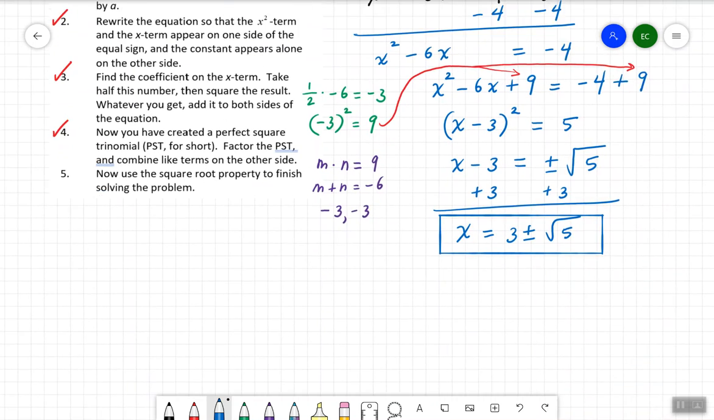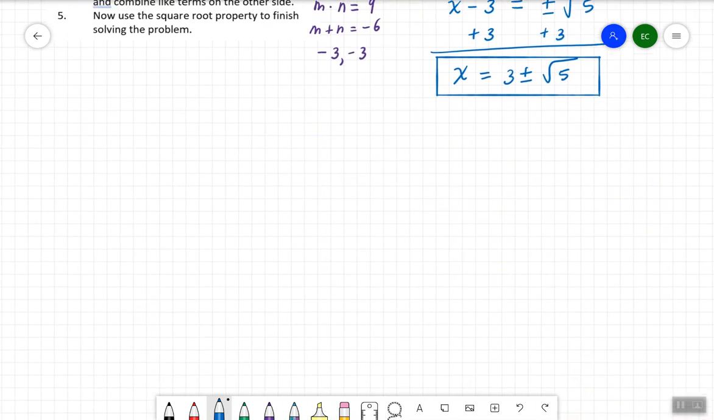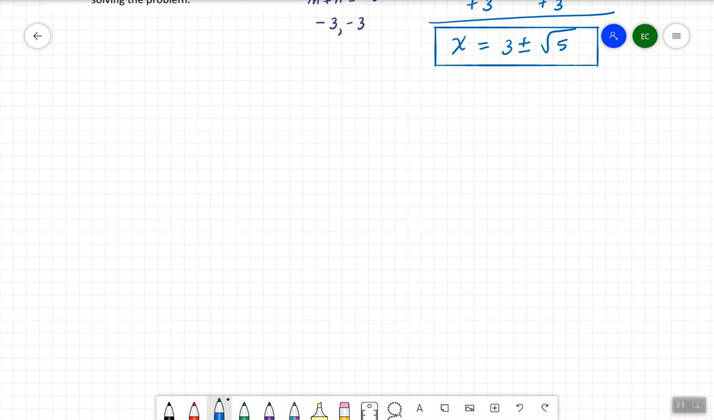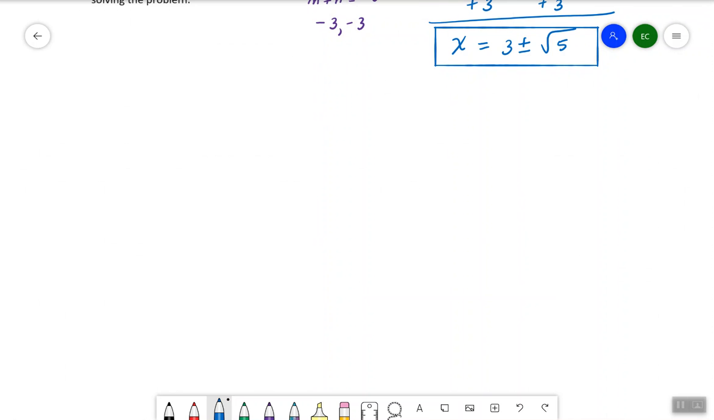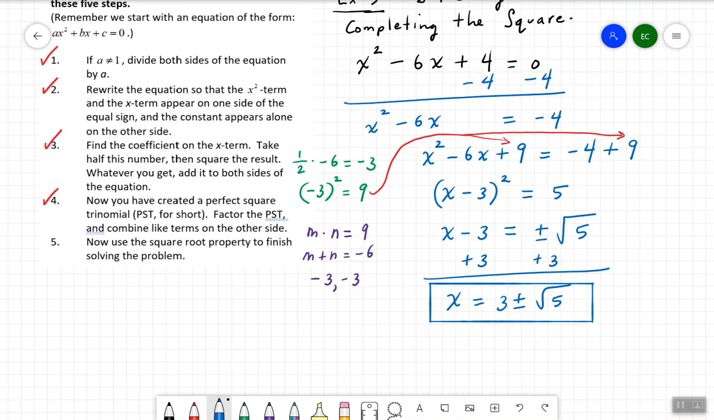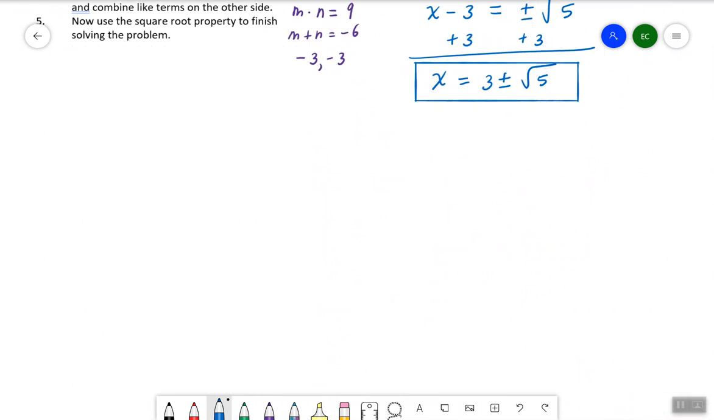Okay, that's a little bit tricky. That's not an easy problem to do. So let's go ahead and do one more example like this. Actually, this is a problem from the homework. We'll call it example 6. We're going to start out with negative 4x squared plus 8x is equal to 7, and we're going to solve by completing the square.